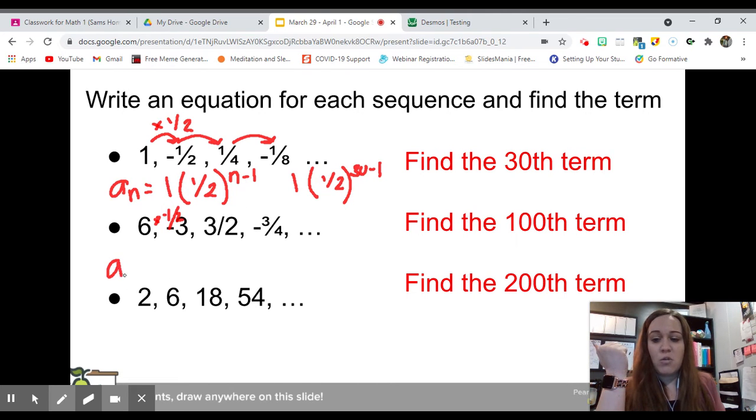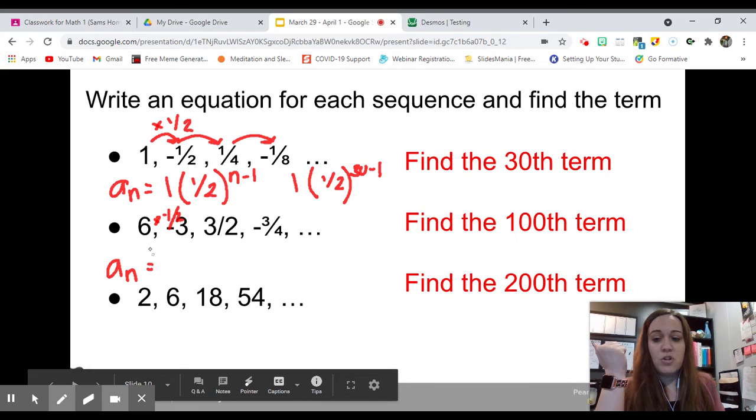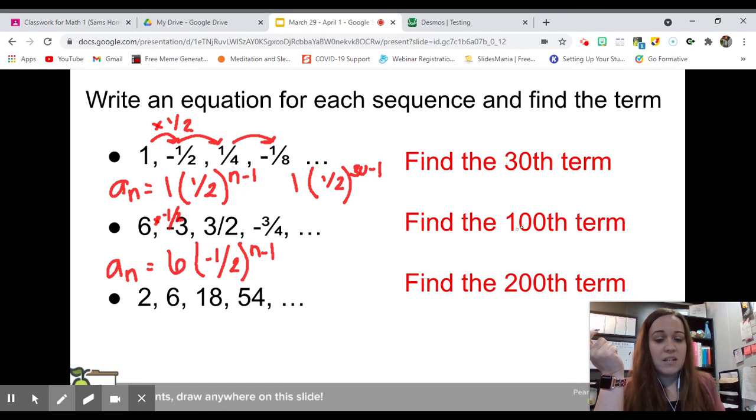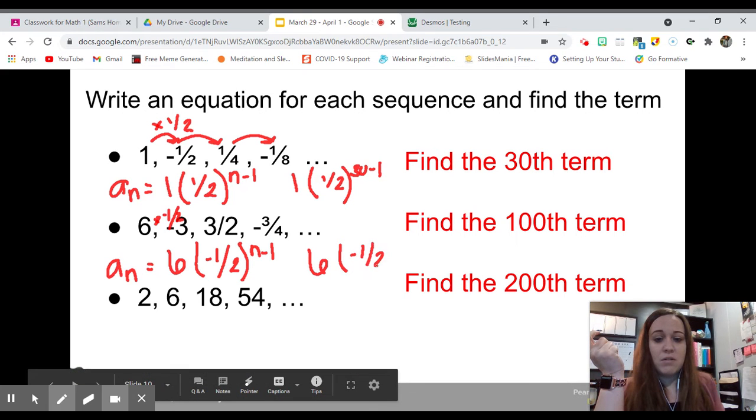So again, my equation would be a_n is equal to my first term, 6, my ratio, negative 1/2, and then n minus 1. And it's asking us to find the 100th term, so that's 6 times negative 1/2 to the power of 100 minus 1, which we know is 99.